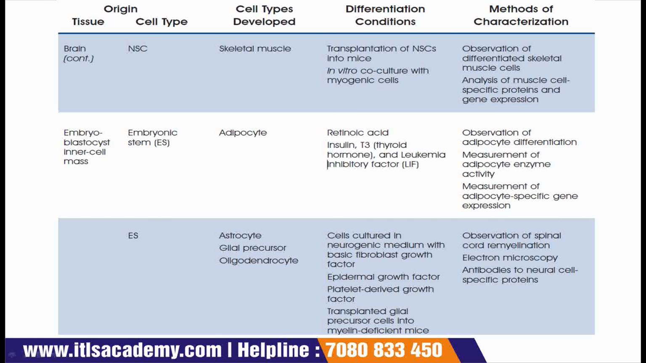Coming to next cells that are derived from embryonic stem cells are astrocyte, glial precursors, and oligodendrocytes. Differentiation conditions are cells cultured in a neurogenic medium with basic fibroblast growth factors. Next one condition is epidermal growth factor, platelet derived growth factors. Next one condition is transplanted glial precursor cells into myelin deficient mice.